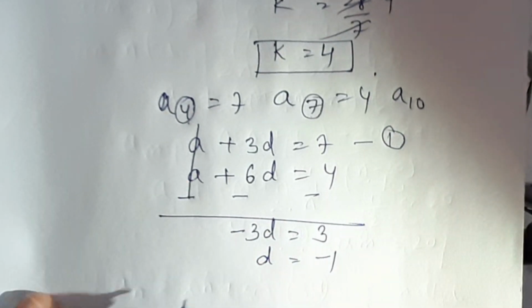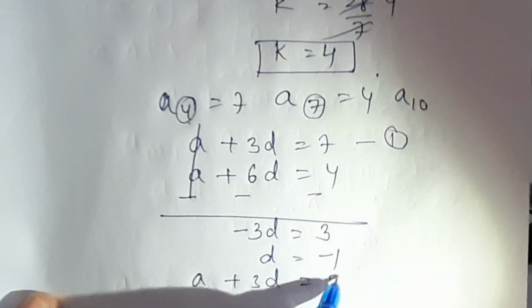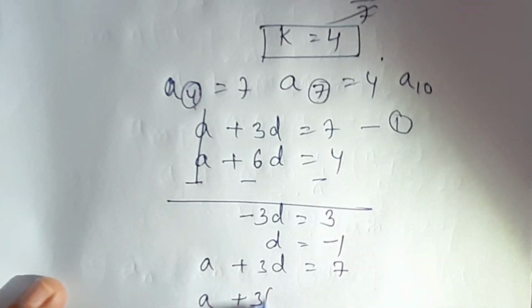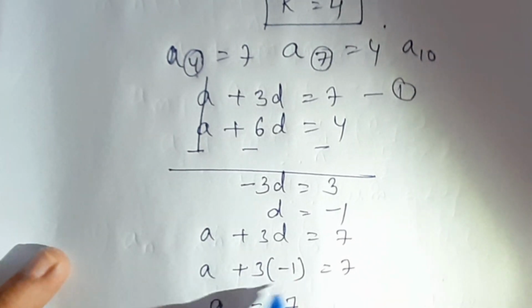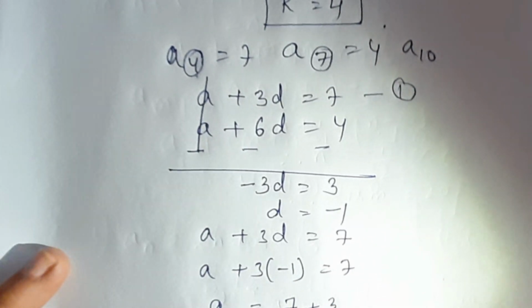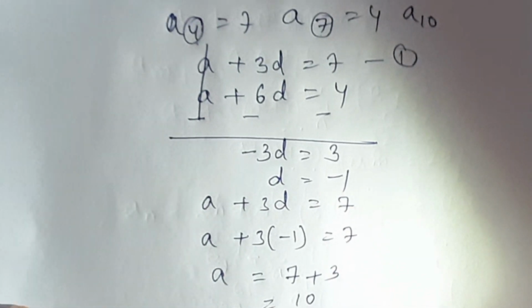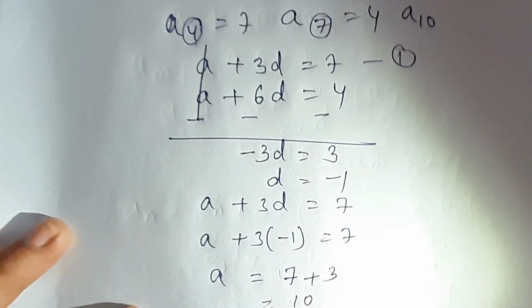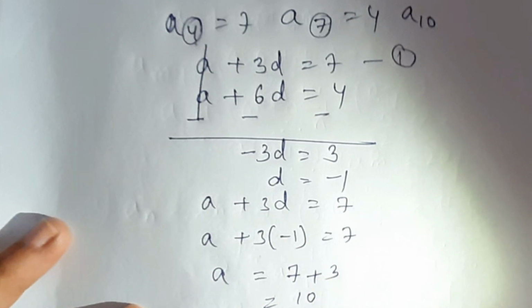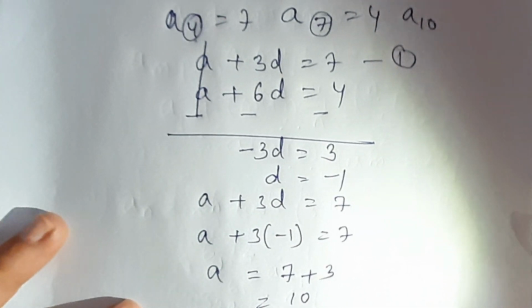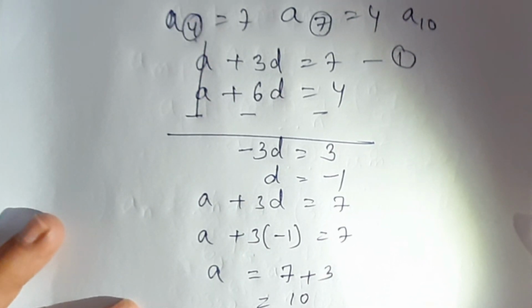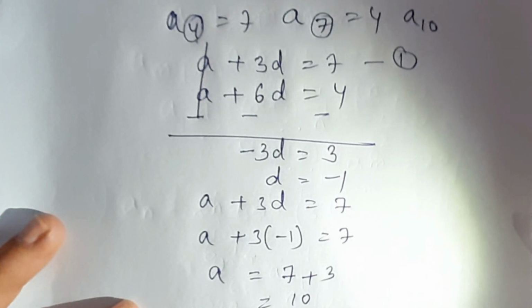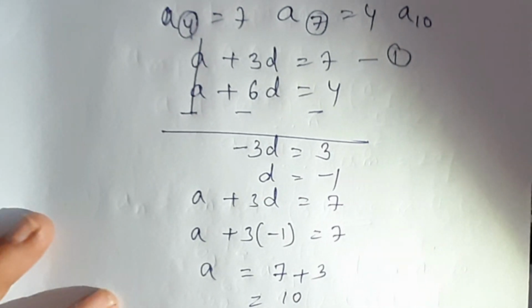Now putting the value of D in any equation, A plus 3D is 7. A plus 3D can be replaced by A minus 3. So A is 7, and this minus 3 if we shift to that side, it will be plus 3, which is 10. Now we got the value of A and D. We can find out A10, which will be A plus 9D. A is 10 and D we got is minus 1. So it is 10 minus 9, 1. The 10th term will be 1. In this way we can solve the equations very quickly.